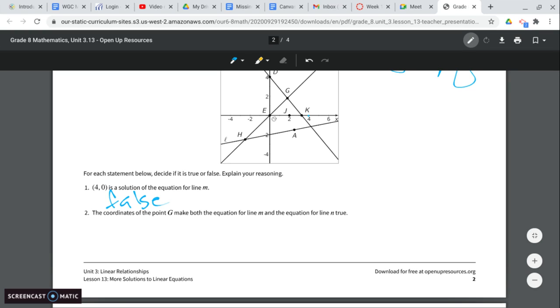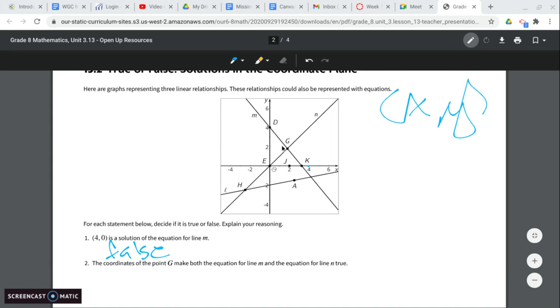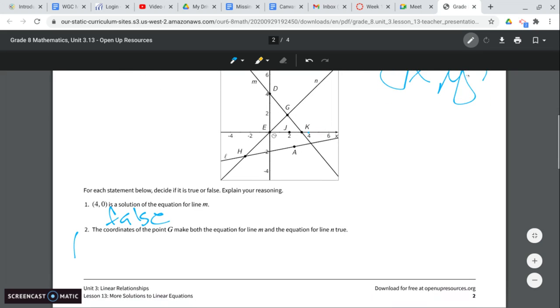All right, for number 2, the coordinates of the point G make both the equation for line M and the equation for line N true. So line M is right here. Line N is right here. Point G is on both of these lines. So yes, point G lies on both the lines. So that means its coordinates are a solution to both equations. So true.